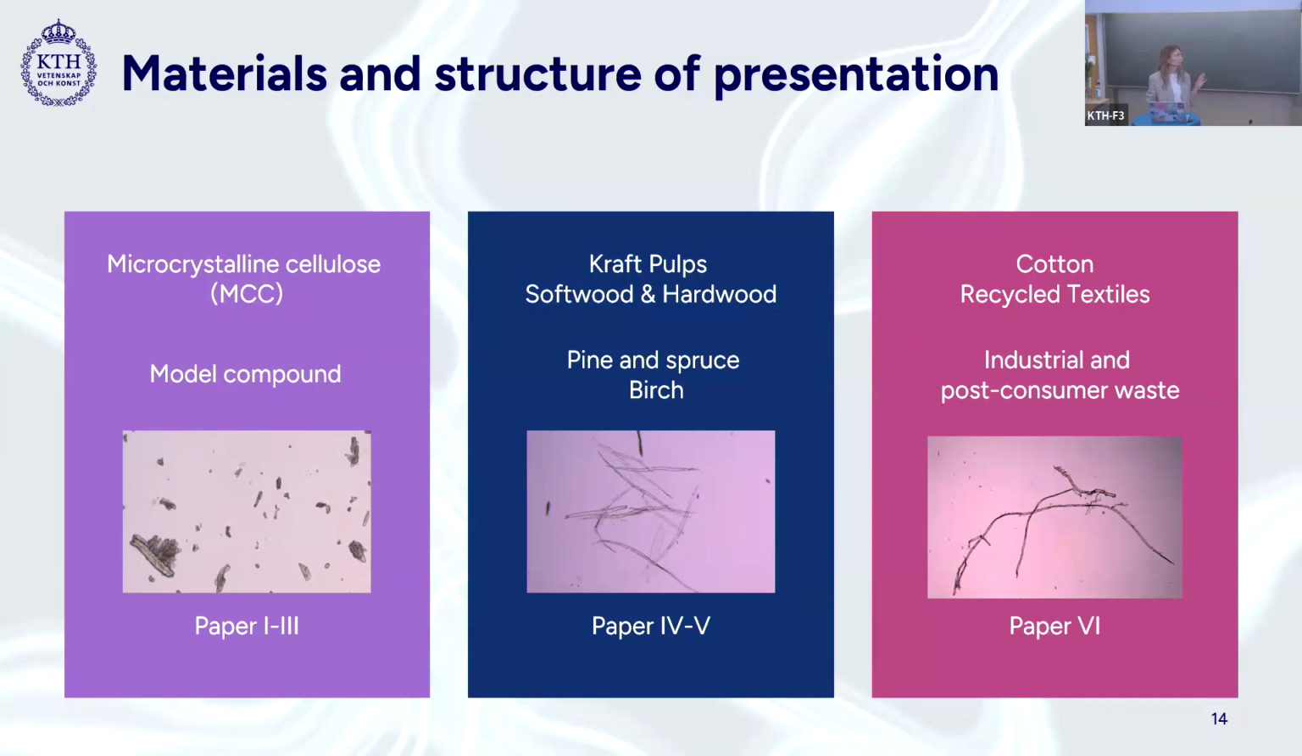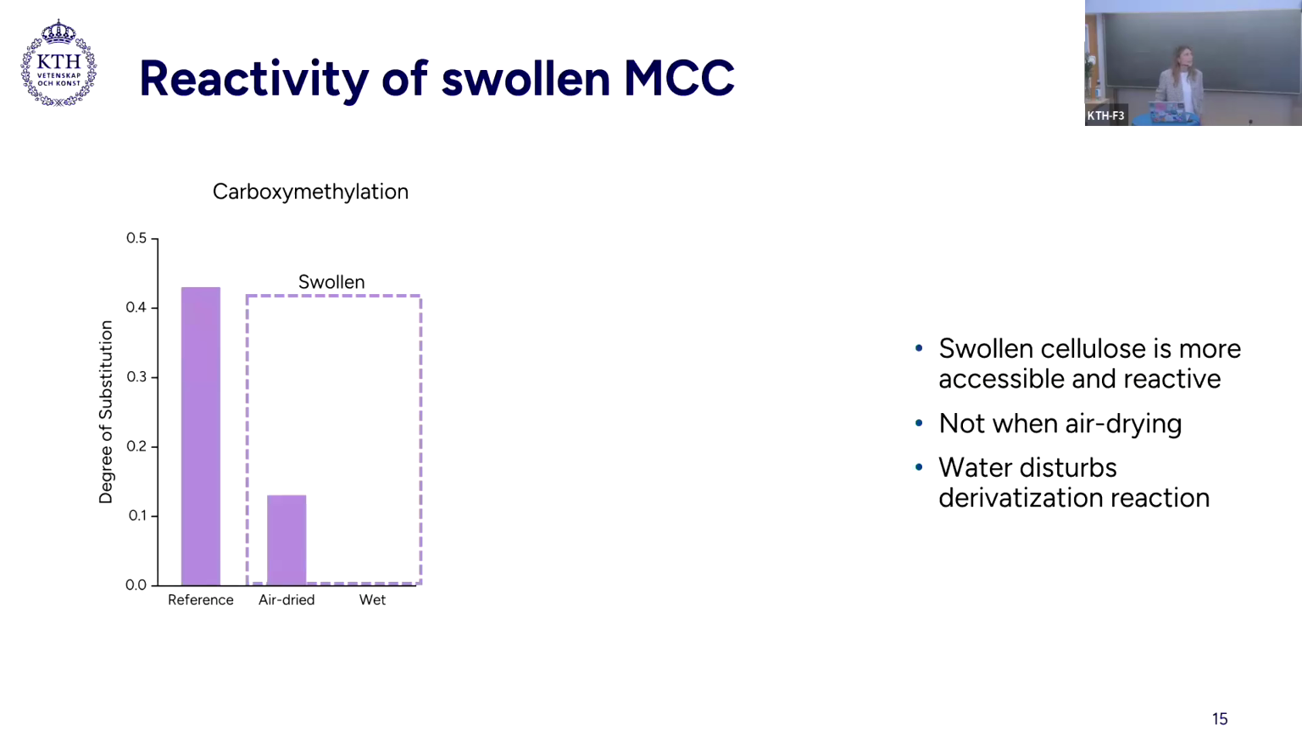And these are a bit more complex materials because they have other wood components and they have a higher degree of polymerization, meaning the chains are longer. Then for the last part of the project, I used a waste source, so we used industrial and post-consumer waste recycled textile. So let's start with the reactivity of the microcrystalline cellulose.